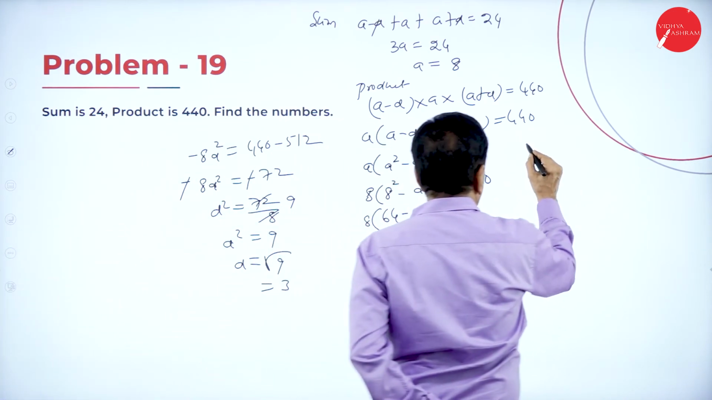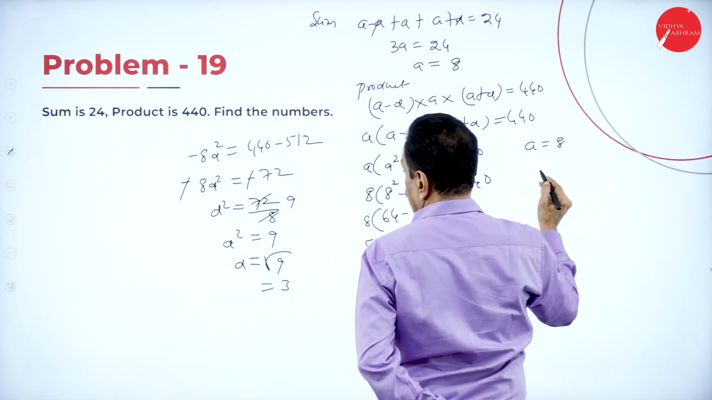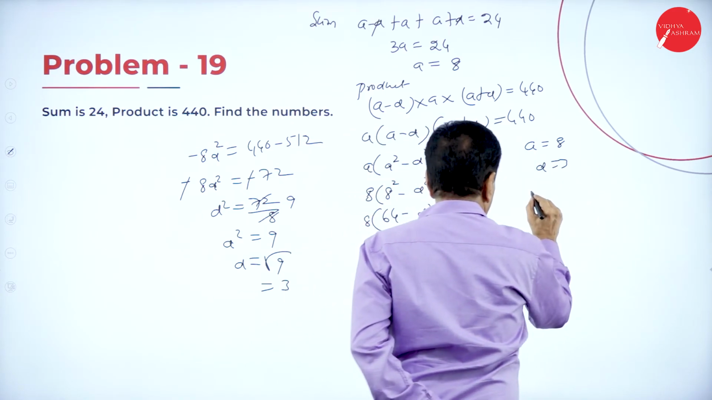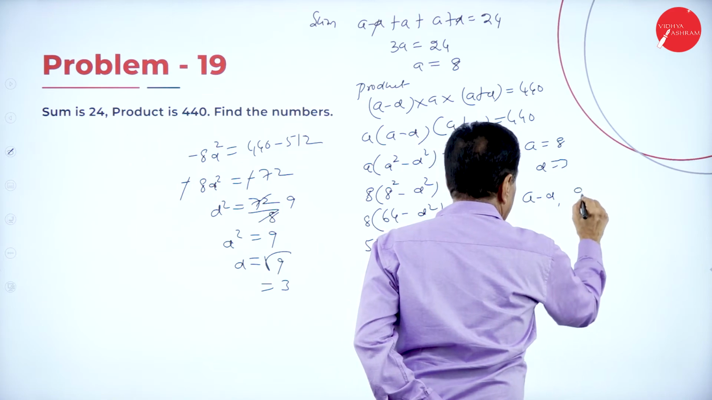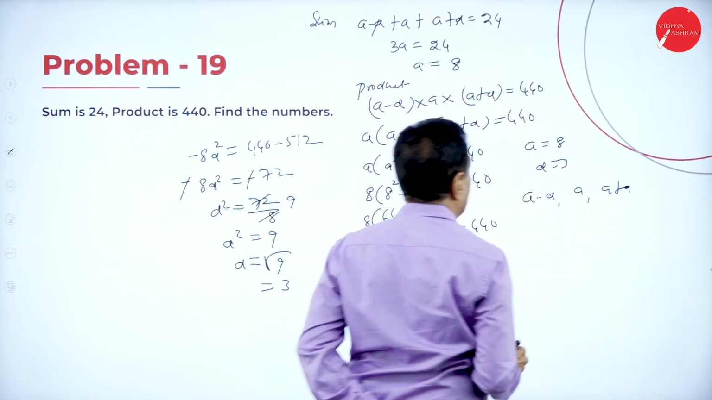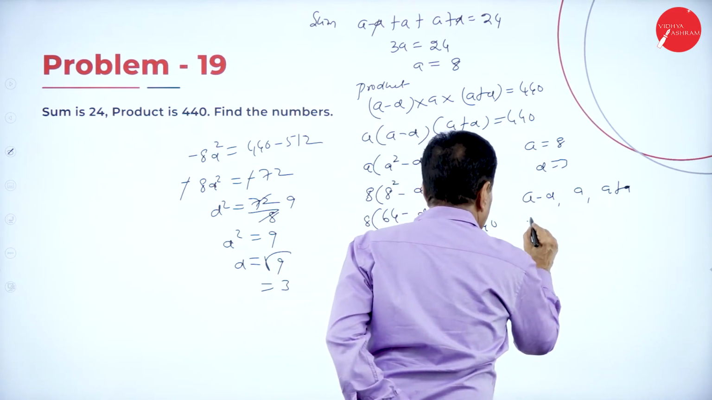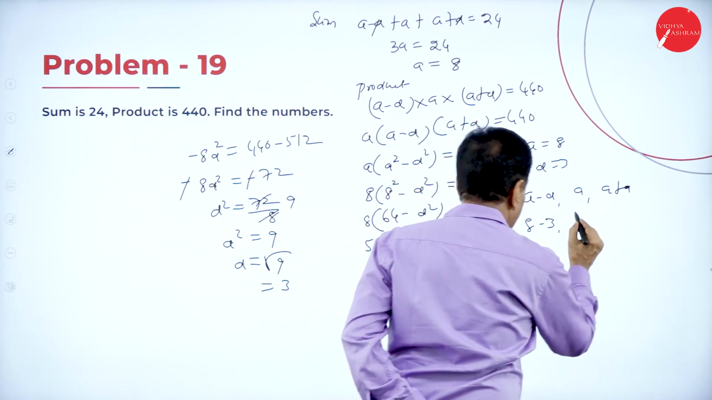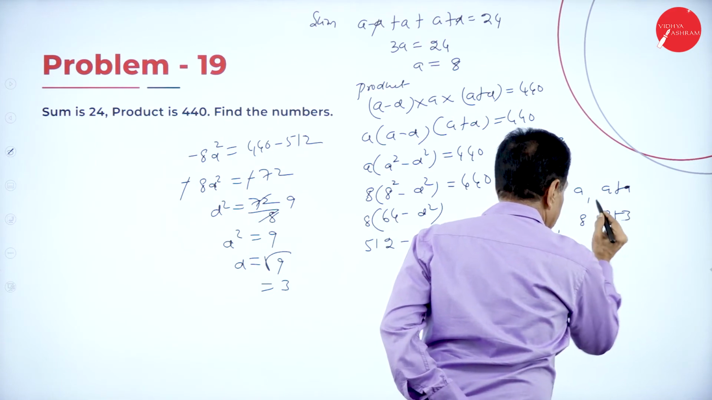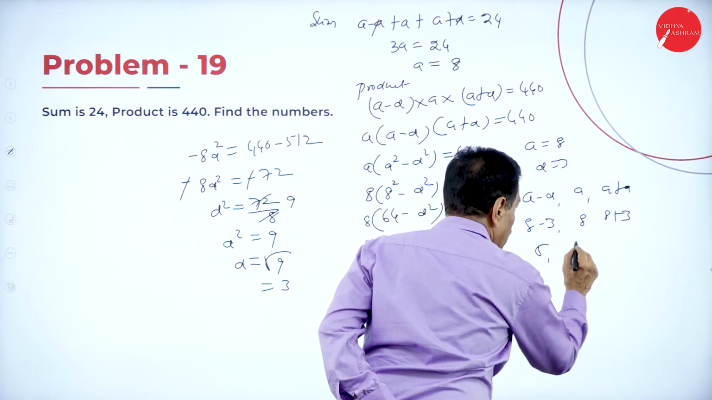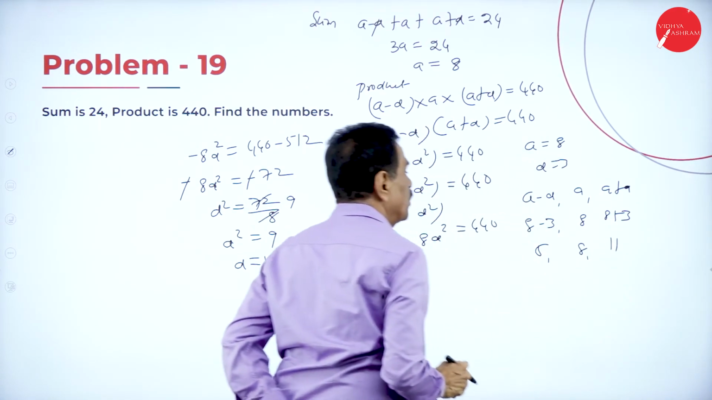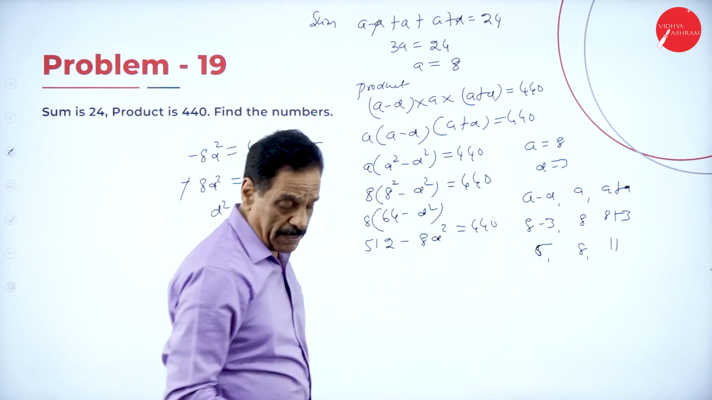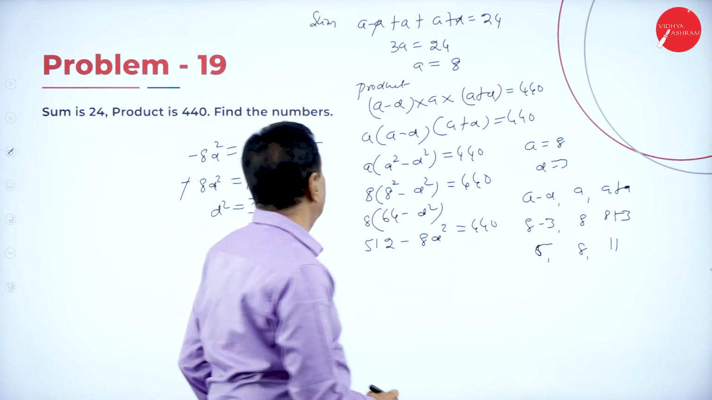Therefore, A is equal to 8, D is equal to 3. So, A minus D, A, A plus D: 8 minus 3 is 5, this is 8, and 8 plus 3 is 11. So they are in the series of 5, 8, 11. Same thing we are solving.